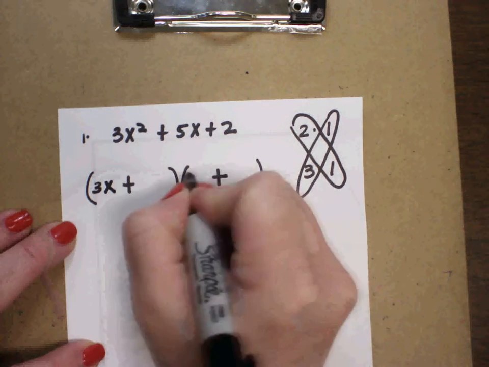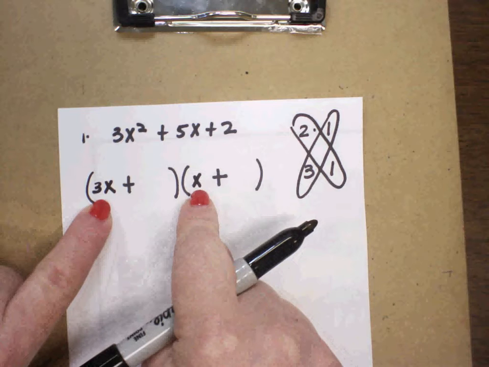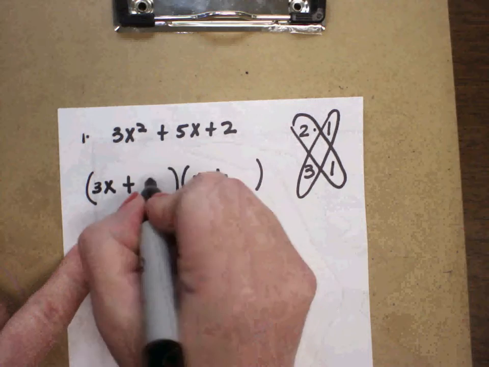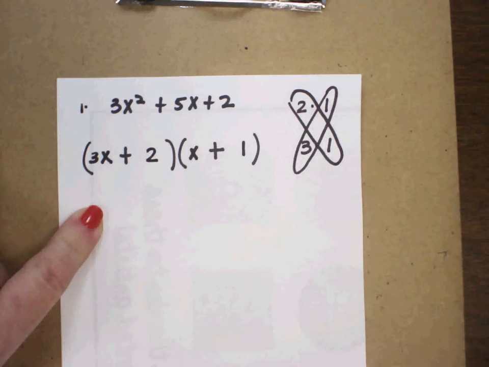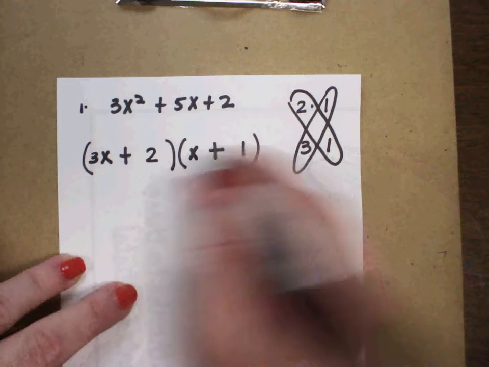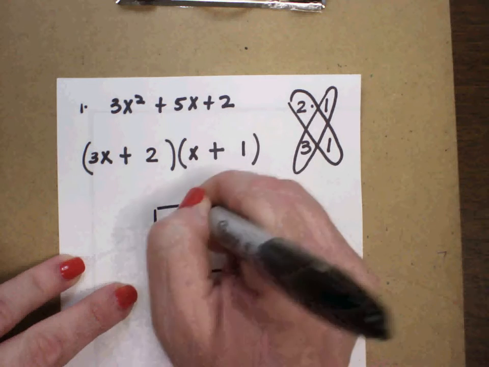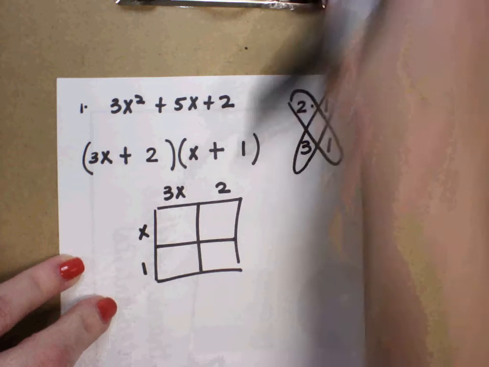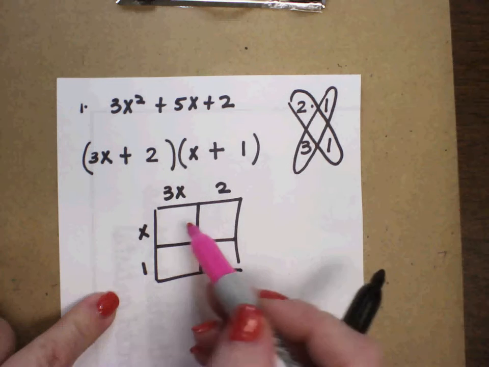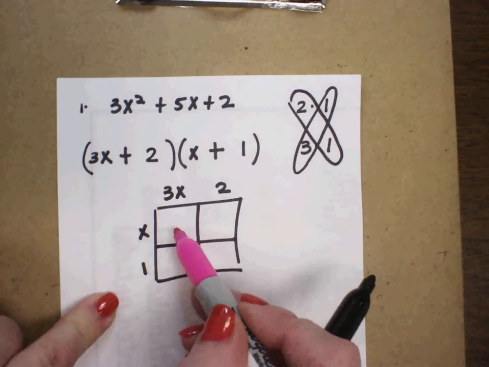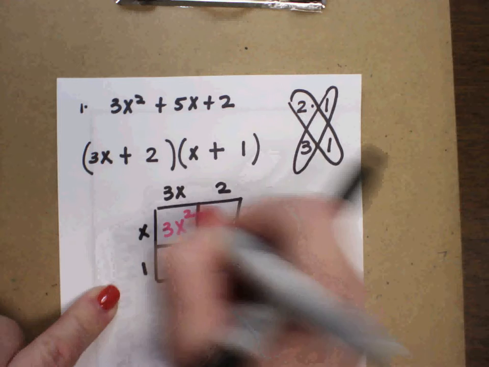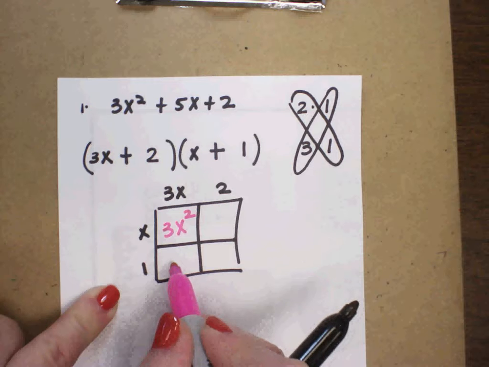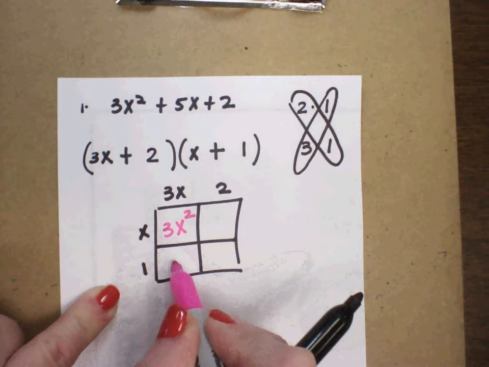All right, this square, 3x squared. This one, this one, this one, this one, 2x, and that one, 2. There's your 3x squared, there's your 5x, and there's your 2. So I've done it right. All right, number 2.